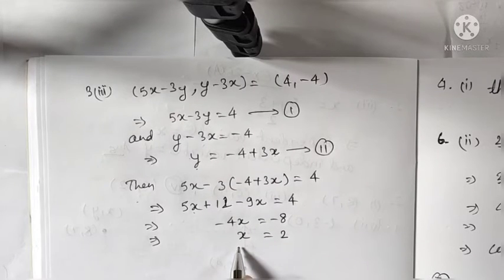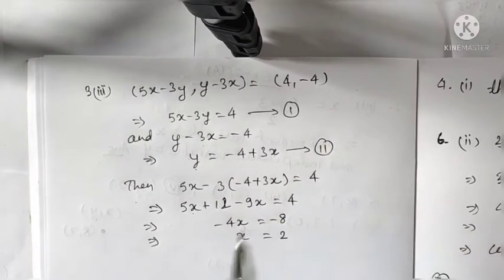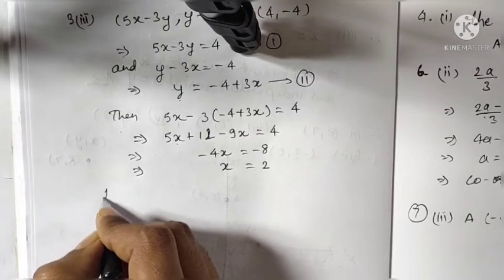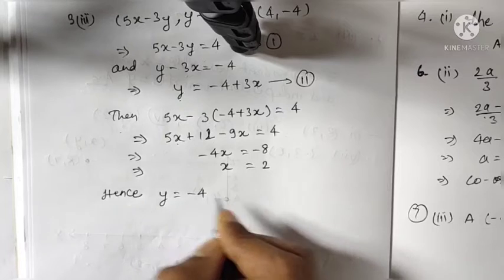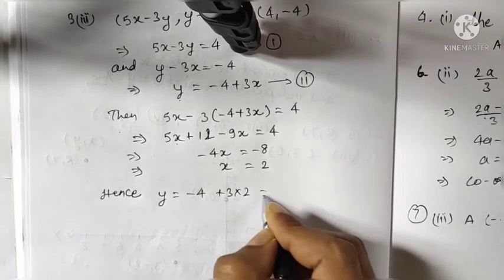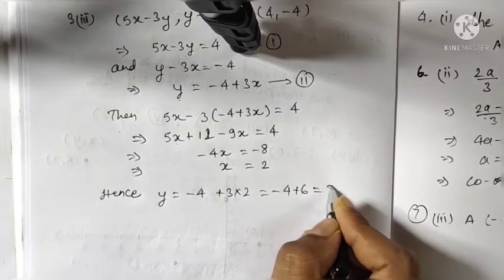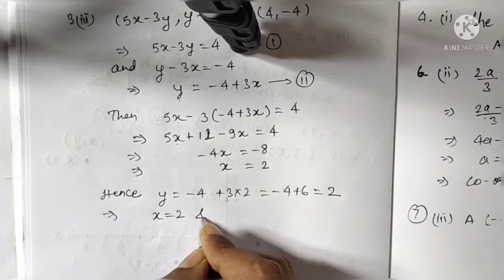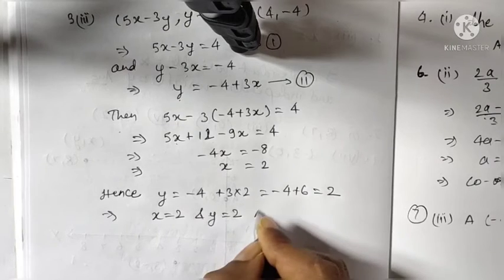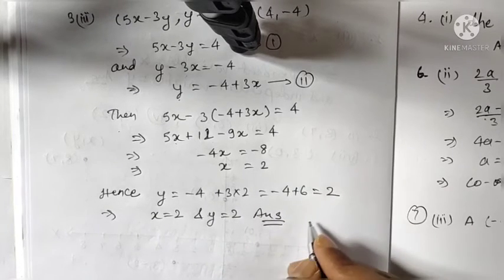Now put this value of x into equation number 2. Hence y is equal to minus 4 plus 3 into 2, which is equal to minus 4 plus 6, is equal to 2. That implies x is equal to 2 and y is equal to 2. You have your answer. Very easy, right?